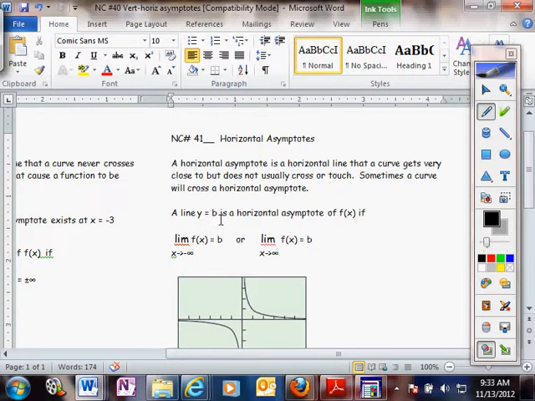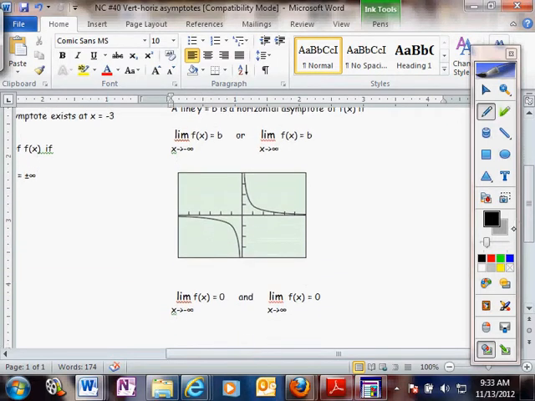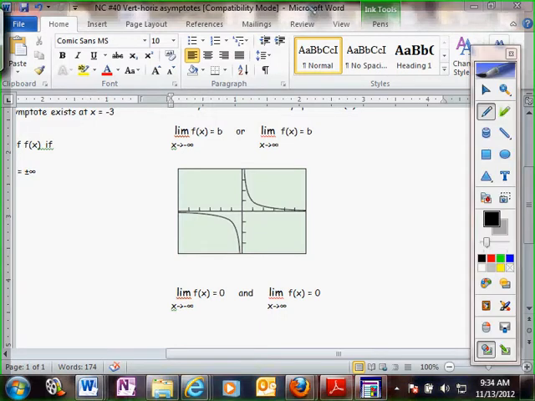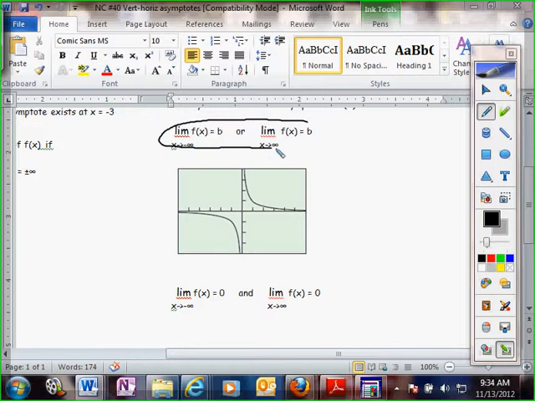A line y equals b is a horizontal asymptote of f of x if, and we have these limit statements again. So here, looking at the bottom statements, again, these statements are more of a general for any horizontal asymptote. These are for this one because the line y equals 0 is what appears to be my horizontal asymptote here, or the x-axis. So this says the limit of f of x as x is approaching negative infinity.